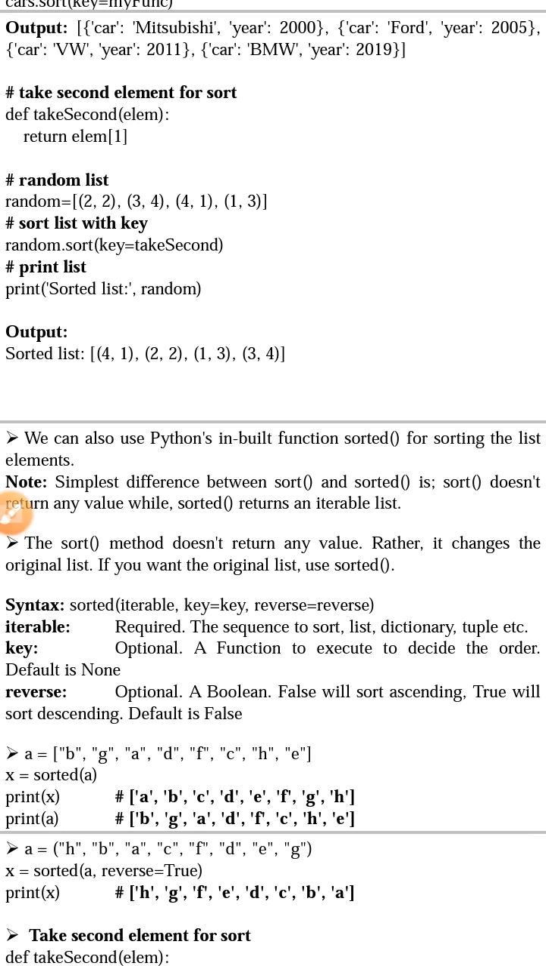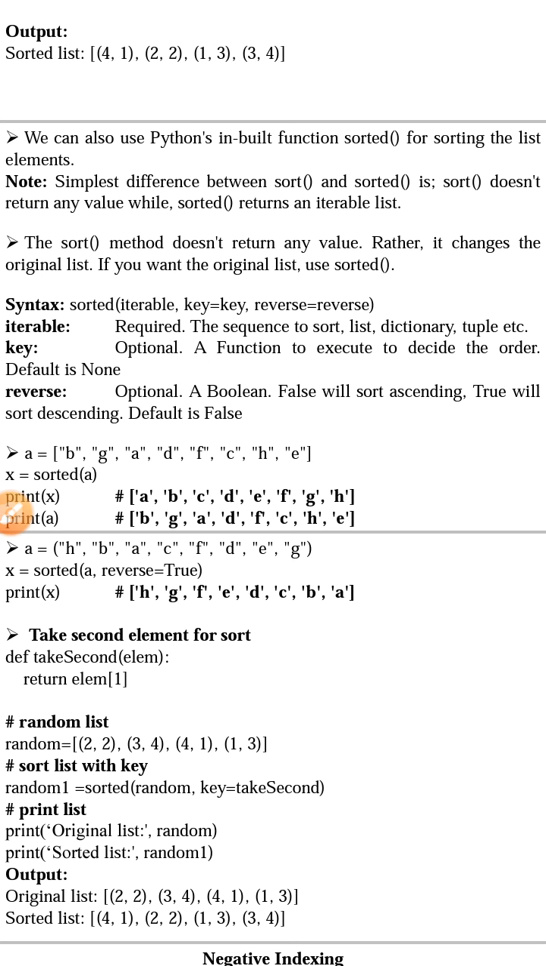We can also use Python's built-in function sorted for sorting the list elements. The simplest difference between sort and sorted is that sort doesn't return any value, whereas sorted returns an iterable list and will not modify our original list elements. We will see this in the example below.